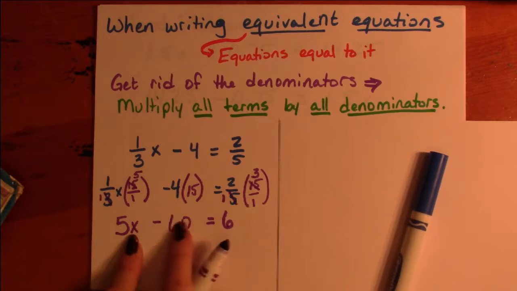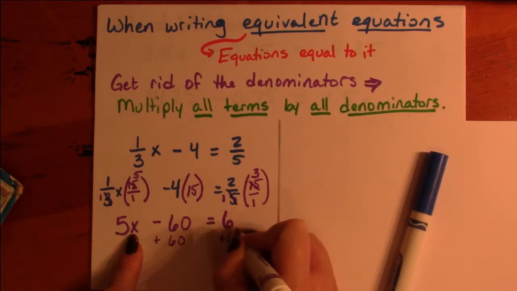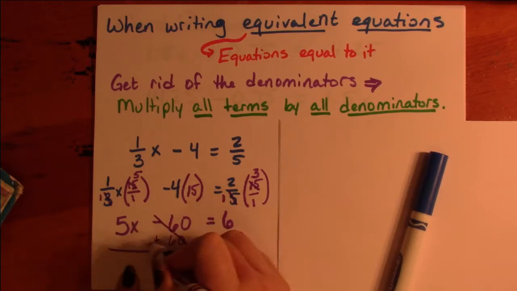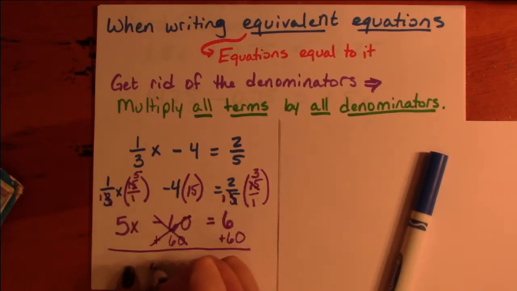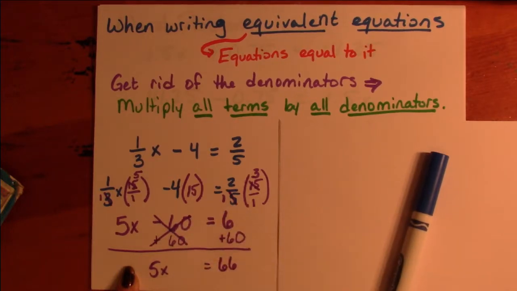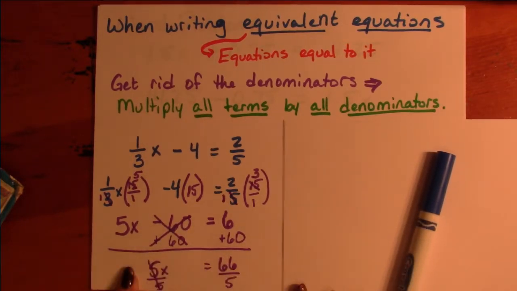And I'm going to start with the farthest one away from the x first. So the first thing I'm going to do is add 60 to both sides of the equation. Now this goes away, and I have 5x here, and I have 66 here. And I'm going to divide each side by 5. Because there's a 5 multiplied to my x, to get rid of it, I'm going to divide each side by 5, so these go away.